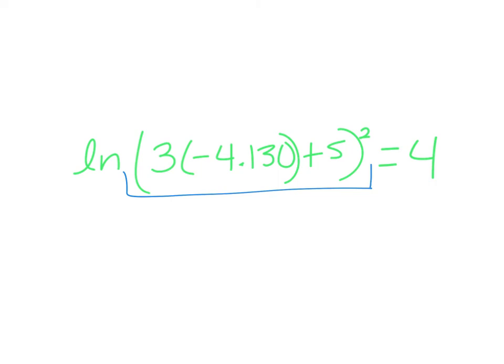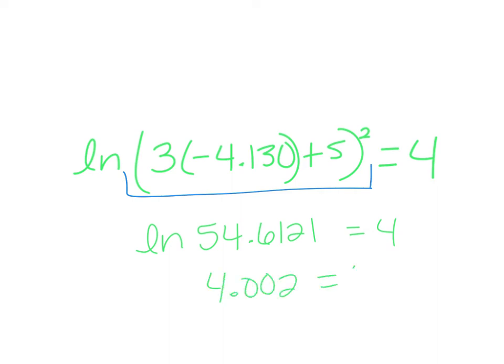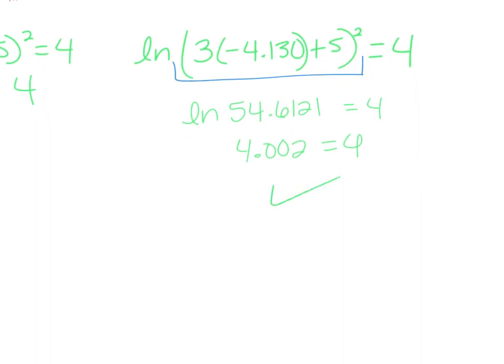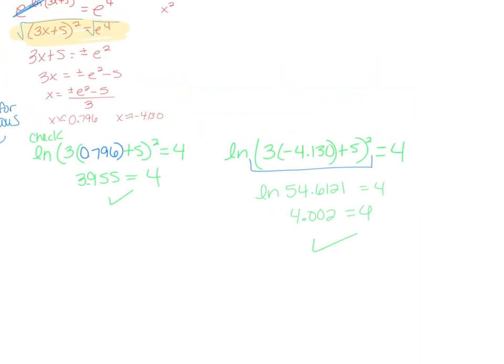And so all of that stuff in the parentheses squared gives me, and I went a few decimal places with it, the natural log of 54.6121. Okay, and let's see if that equals 4. Whenever you take the natural log of that, it's 4.002. So of course that one works too because it's close enough.